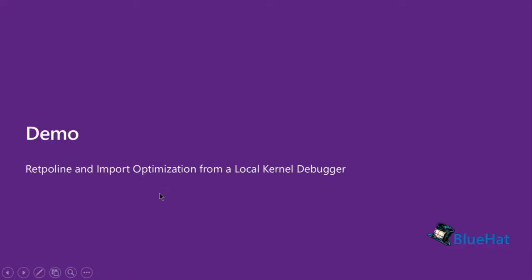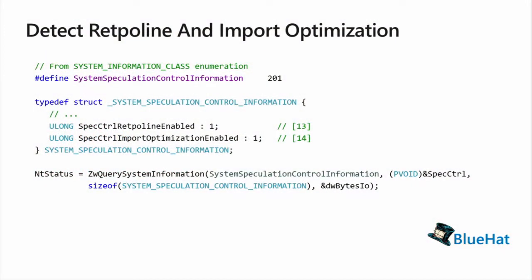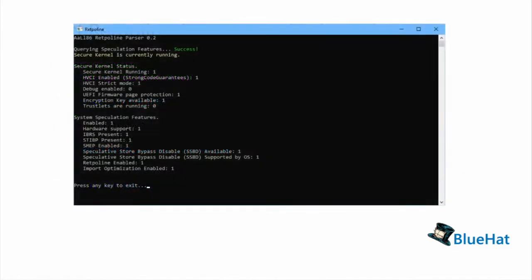So returning to the presentation, some conclusions. Here is the way for you to detect Retpoline and import optimization, the unofficial, non-official way. You can use the native ZwQuerySystemInformation with the speculation class, and that's it. It's only 2 bits, very easy, very straightforward. This is the proof of concept that I have to detect that all works well.